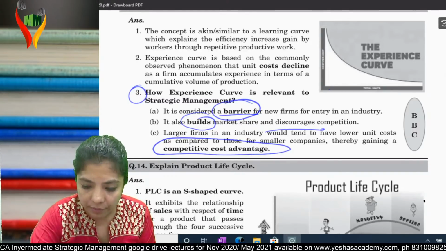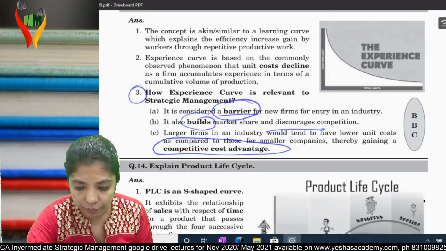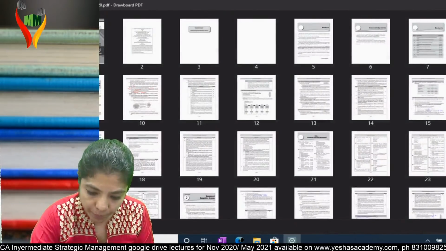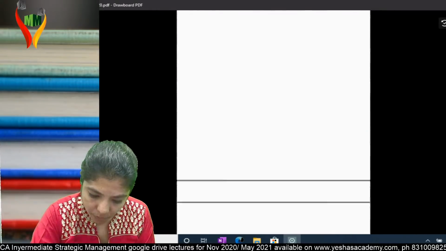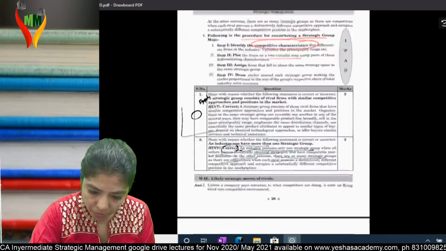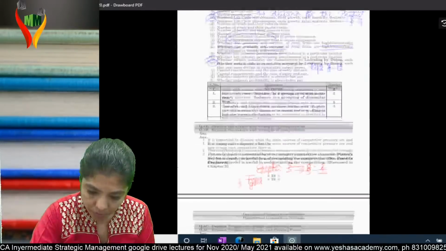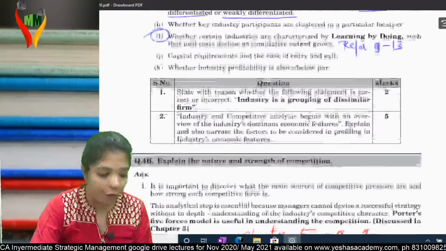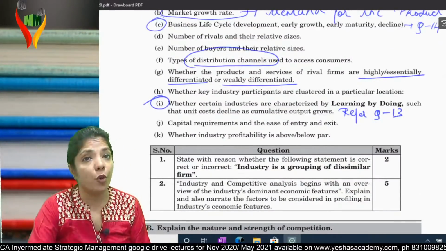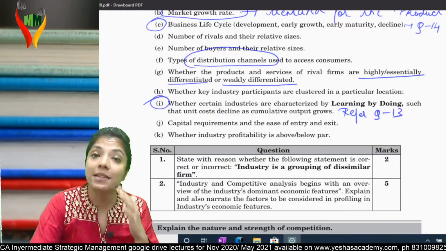So let's come back. Again, come back to 4A. So we are done. Come back to page number 24. We are done with point number I. Now let's come to point number J.